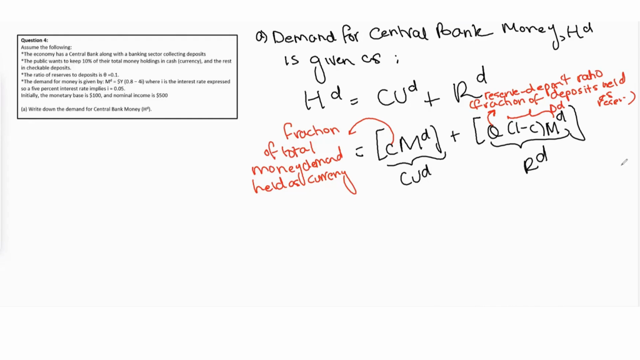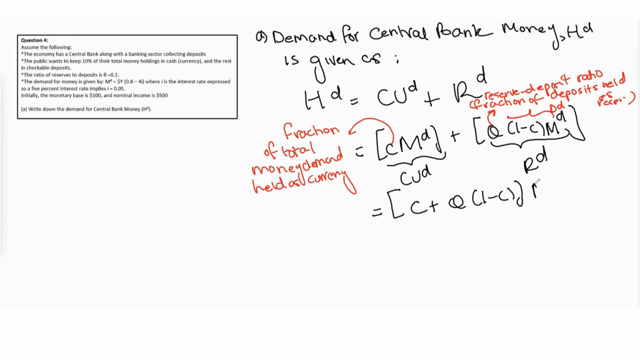So it makes sense. We know reserves are those parts of deposits that are not lent out. So the demand for reserves is theta times demand for deposits, where theta is your reserve deposit ratio, the fraction of deposits held as reserves. So if I simplify this a bit and factor out the MD over here, we can write demand for central bank money as (C plus theta (1 minus C)) times MD.